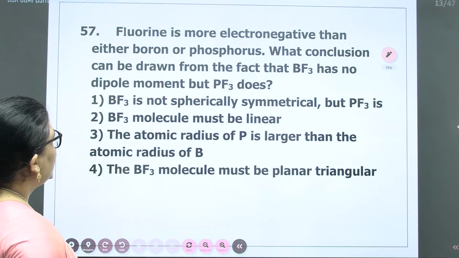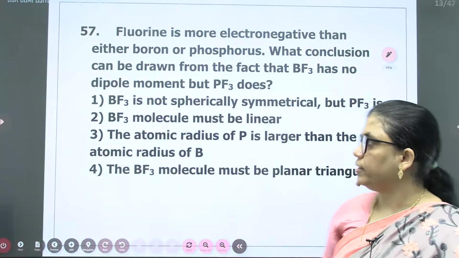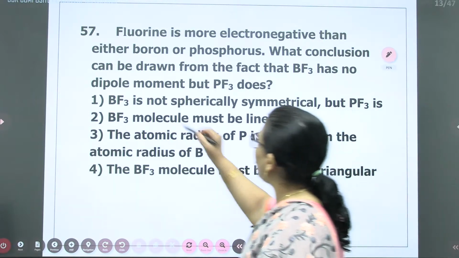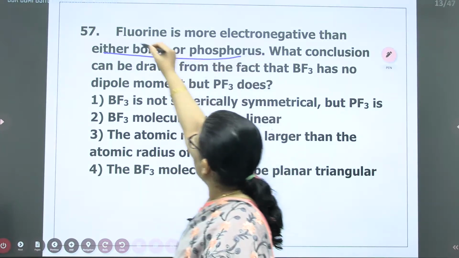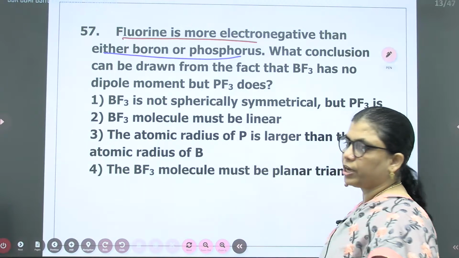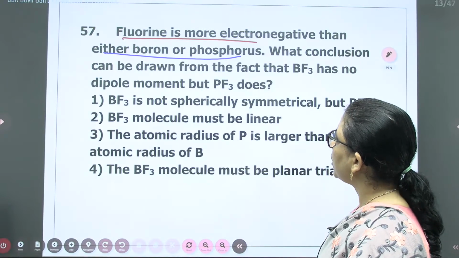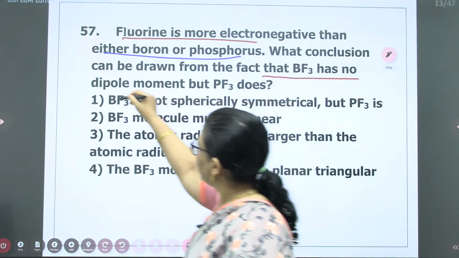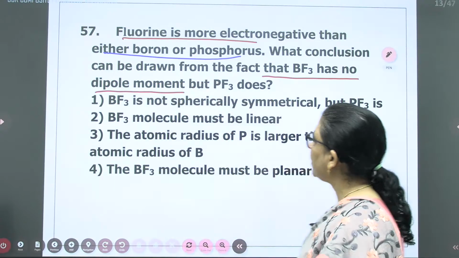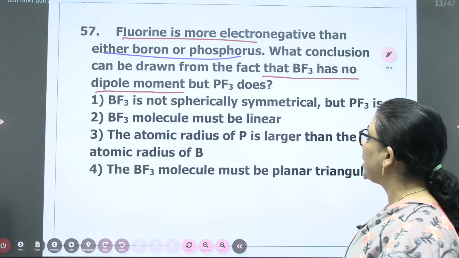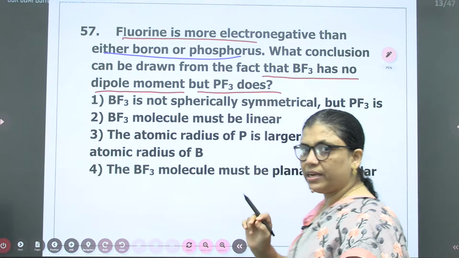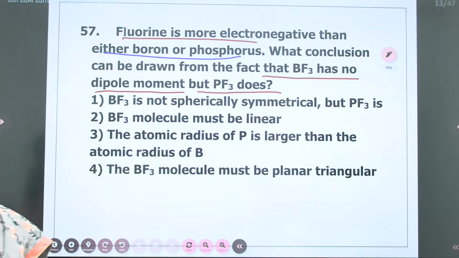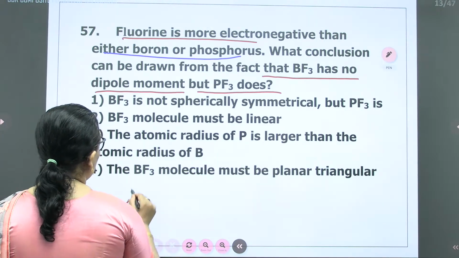Question number 57. Yes, fluorine is more electronegative. They said in the question that fluorine is more electronegative than either boron or phosphorus. Yes, this is true. What conclusion can be drawn? The fact that BF3 has no dipole moment. Yes, BF3 is non-polar, its dipole moment is 0. But PF3 does, that is phosphorus trifluoride. They are comparing BF3 and PF3. BF3, as we said, has dipole moment 0.